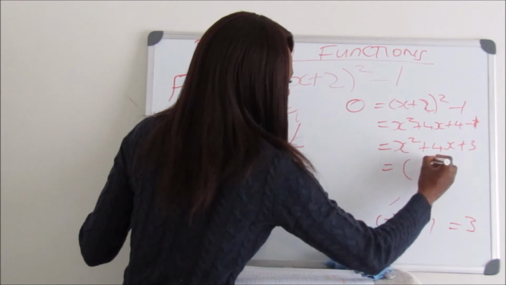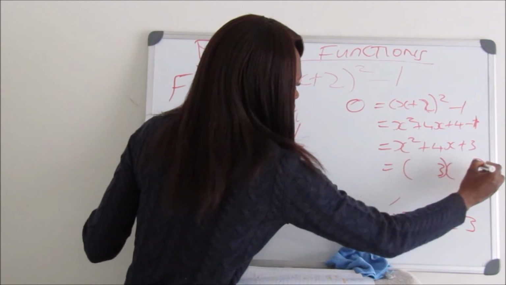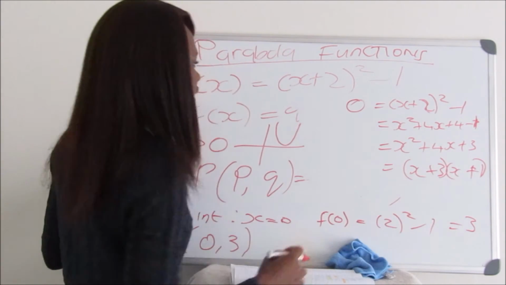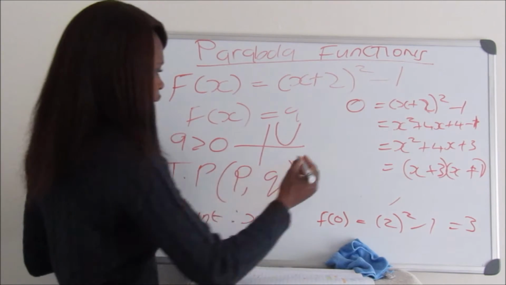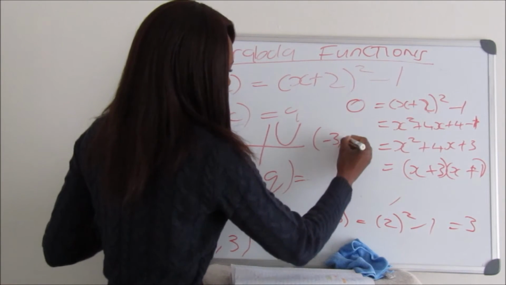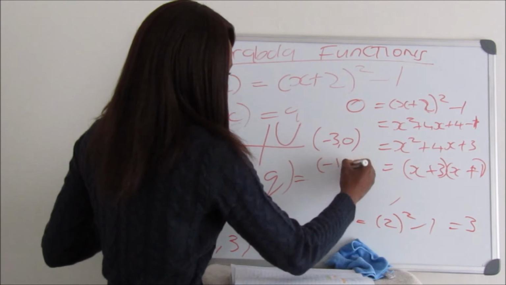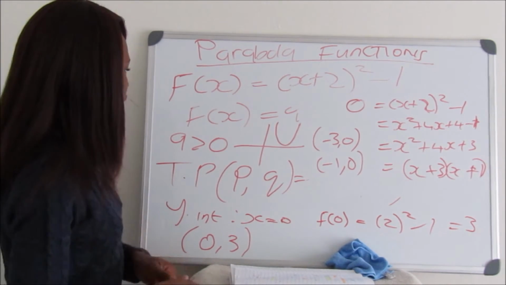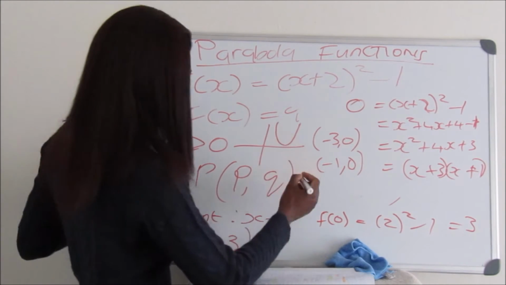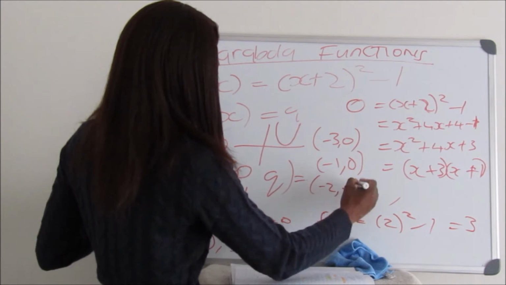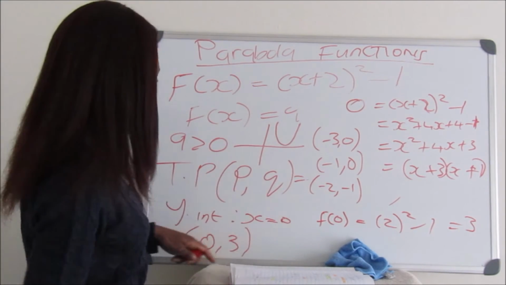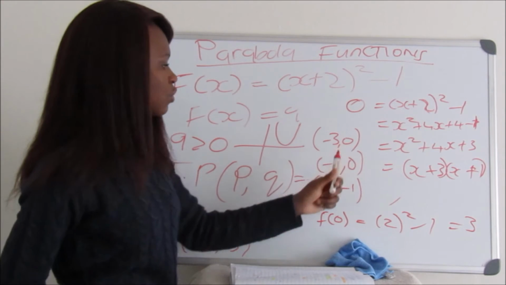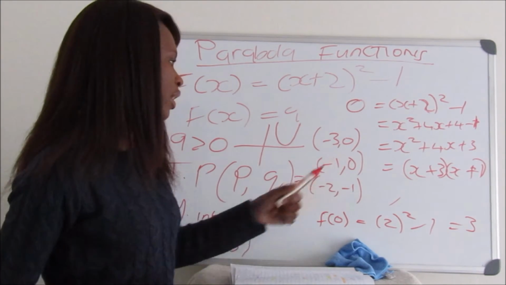If we factorize that, we'll have 3 and 1, (x + 3)(x + 1). So the coordinates of our x-intercepts will be (-3, 0) and (-1, 0). The points that we have for this graph: our turning point, which we found, is (-2, -1). Our y-intercept is (0, 3). Our x-intercepts are (-3, 0) and (-1, 0).